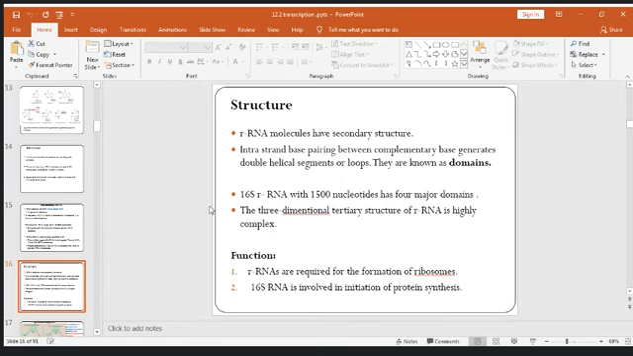When you see the structure of ribosomal RNA molecules, they have secondary structure, and intra-strand base pairing between complementary bases generates double helical segments of the loops, known as the domains, the larger domain and the smaller domain. For instance, 16S ribosomal RNA with 1,500 nucleotides has 4 major domains. The 3-dimensional tertiary structure of ribosomal RNA is a highly complex structure that we will see now.